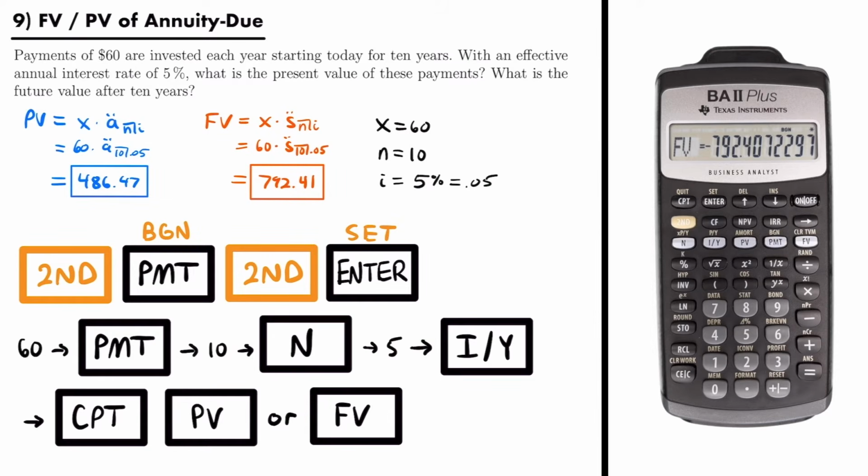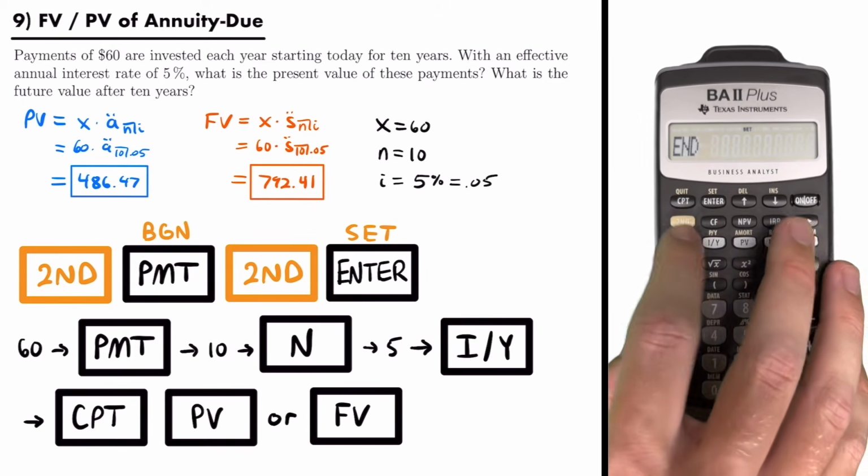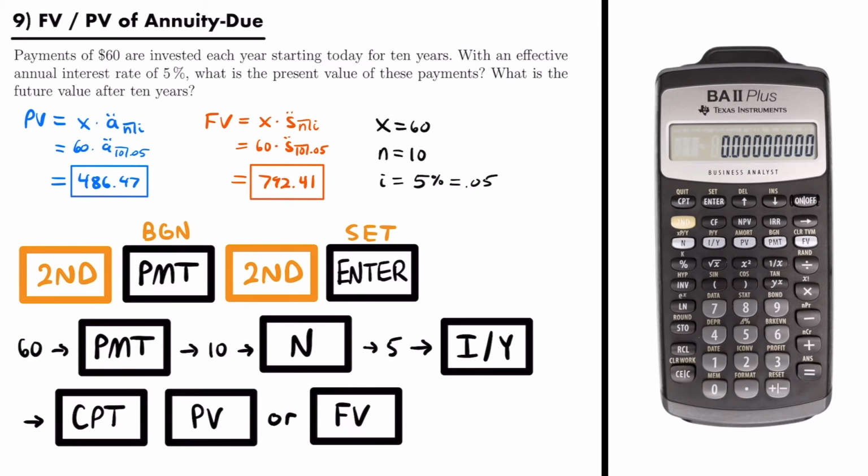Okay, so that's how you would calculate the future value or present value of an annuity due. All right, and then when you're done calculating an annuity due, I always recommend that you set your begin mode back to end so that you are less likely to make some mistakes later on when you go to calculate an annuity immediate and you forgot that your calculator was in begin mode. So just clear your work and hit second payment, and then second enter, and then second quit. And now your calculator is back to the end of each payment period when calculating annuities.